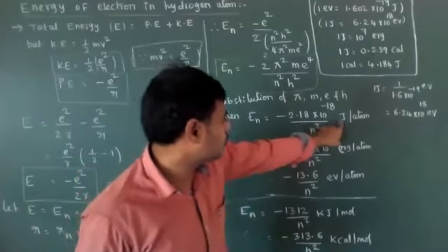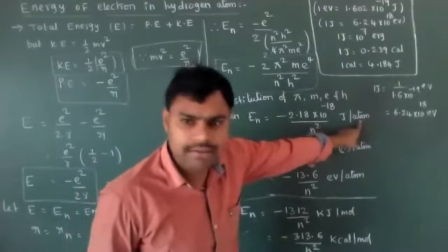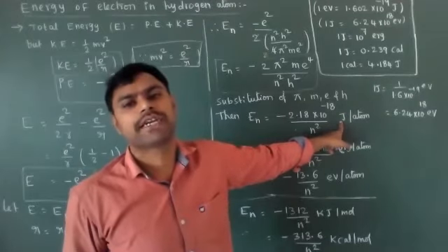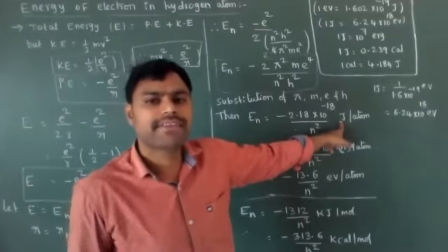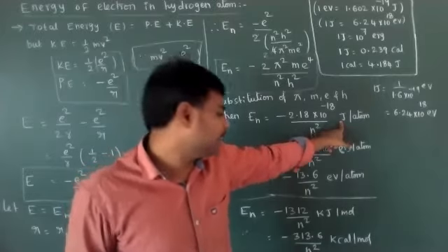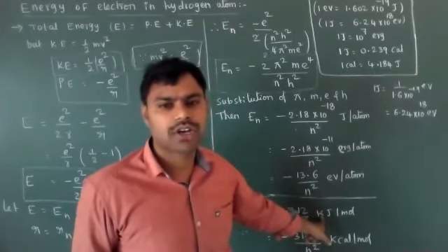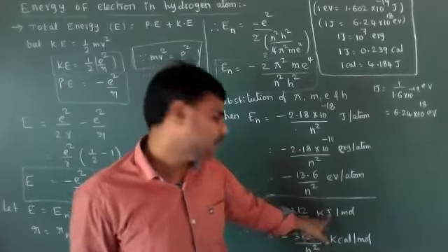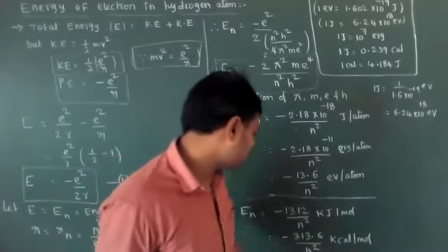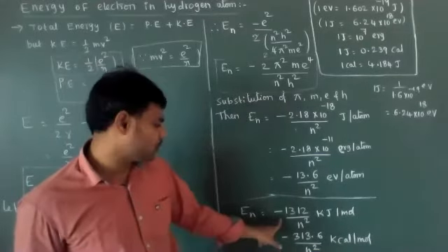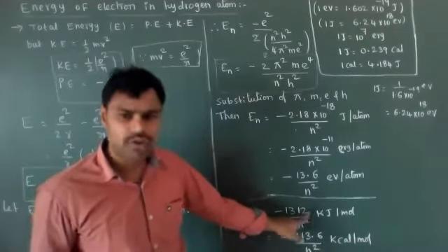That value in joules is again per atom. If you want per mole, multiply with 6.023 into 10 to the power of 23, the Avogadro number, then the value comes in joules. If you want to convert joules into kilojoules, divide by 1000. Then in terms of kilojoules per mole, the energy of electron in nth orbit is equal to minus 1312 by n square.